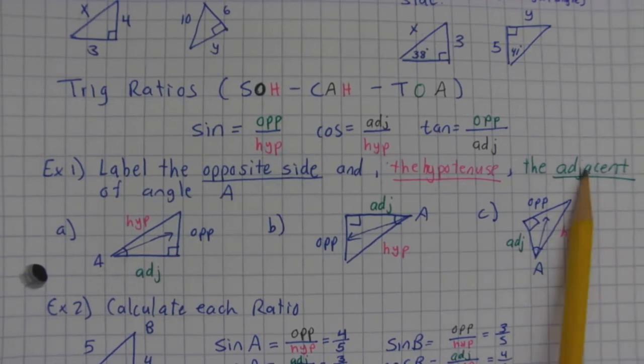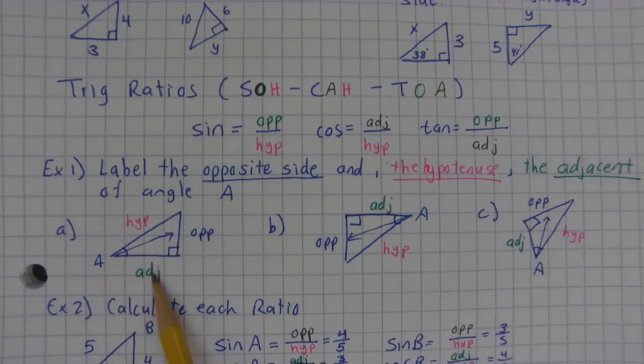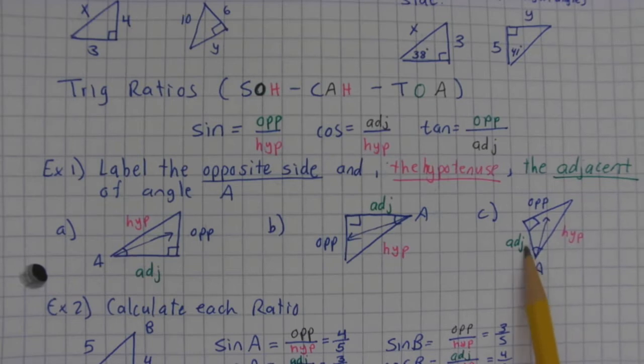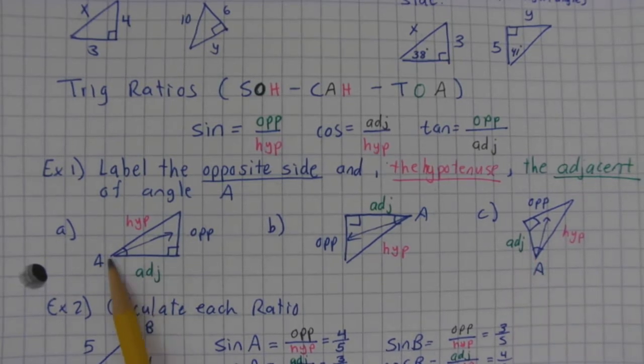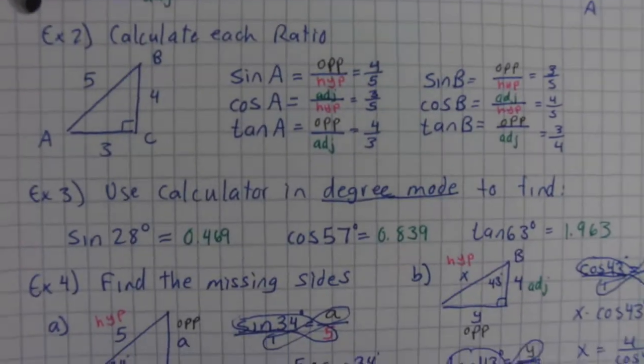And then the adjacent is the other side that's missing, right? It's the side that's next to the angle. The word adjacent means next to. It's next to the angle, but it's not the hypotenuse because the hypotenuse is the longest side. The adjacent is the other one that's next to it. You could also think about it as the adjacent is in between the angle that you're looking at and the 90-degree angle.